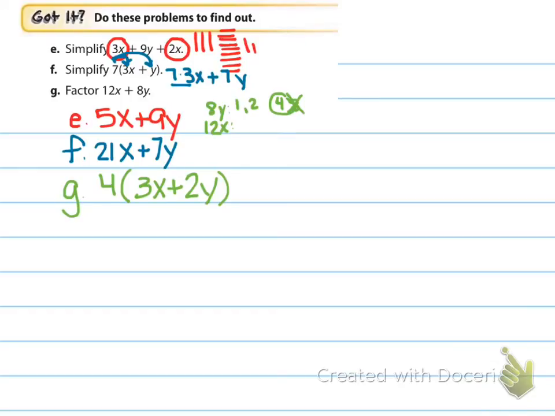All right, and here are my answers for E, F, and G. I combined my like terms in E, so I put my 3x's and my 2x's together to make 5x's plus 9y's, because there's nothing I can combine with my 9y's, so I just leave them alone. For F, I did distributive property, and so I did 7 times 3 times x plus 7 times y, and so I have 21x plus 7y. And then when I was factoring out, I found that 4 was my best number to factor out of 12 and 8. So I did 4 on the outside of my parentheses, and then I divided by 4. The 12x divided by 4 was 3x, and then the 8y divided by 4 was 2y. And so that's how I got my answer.